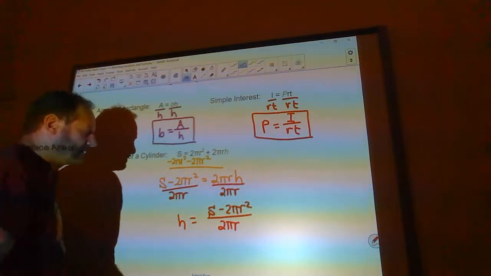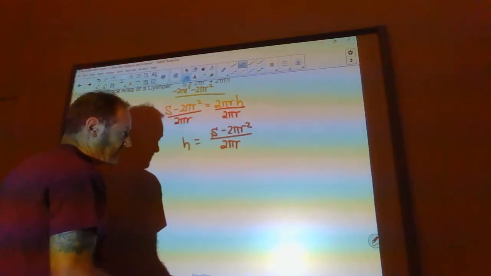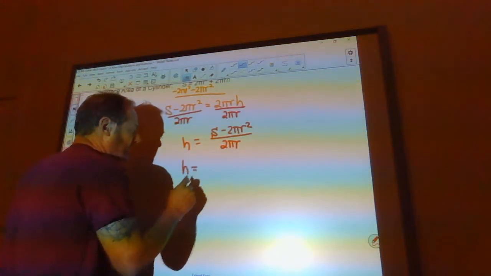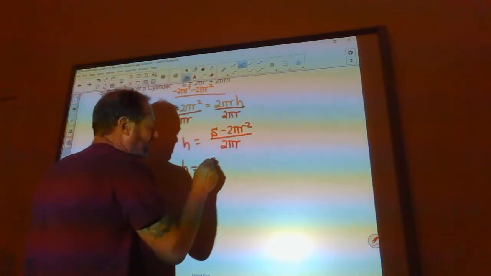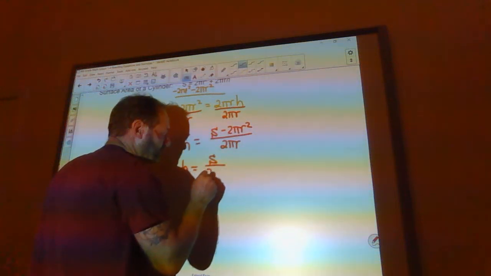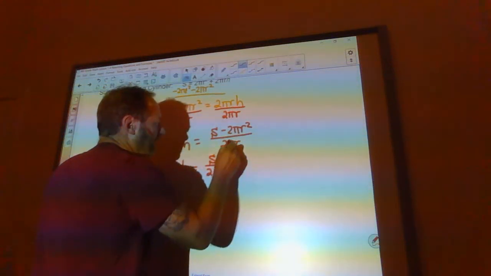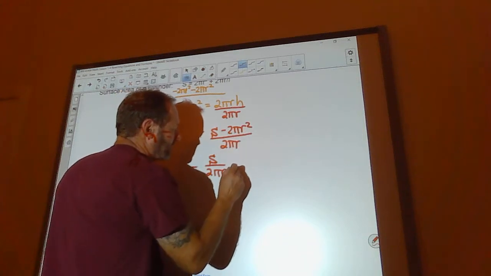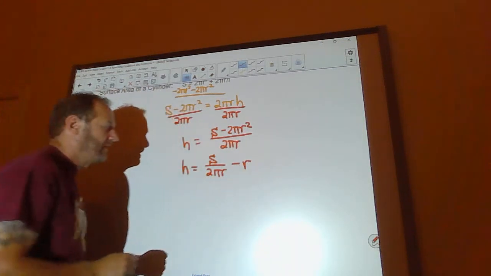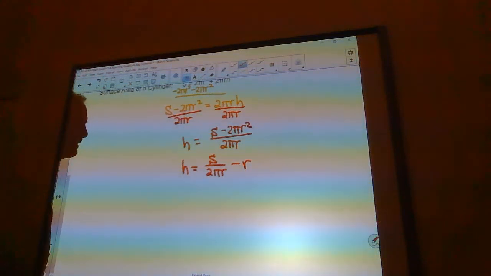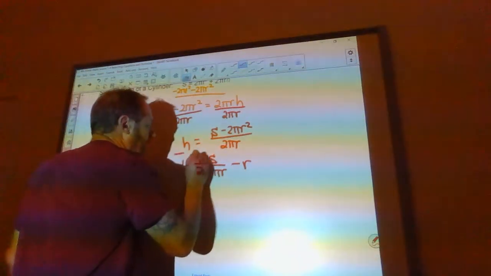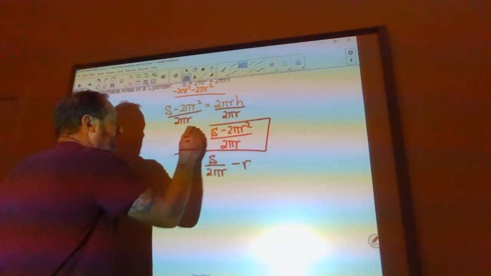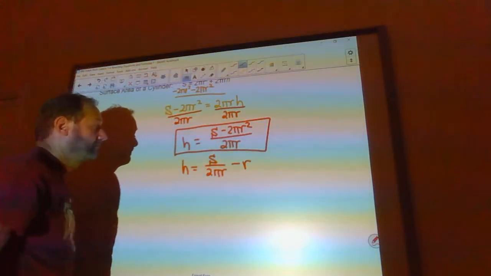Now you could rewrite this. Some people would have you rewrite this and simplify it a little bit. You could say, well, this is s over 2 pi r. Now the 2 will cancel the 2, the pi will cancel the pi, the r will cancel one of the r's and just leave you with minus r like that. I don't think you really need to do that extra step. I would just leave it like this. But this is the same thing.